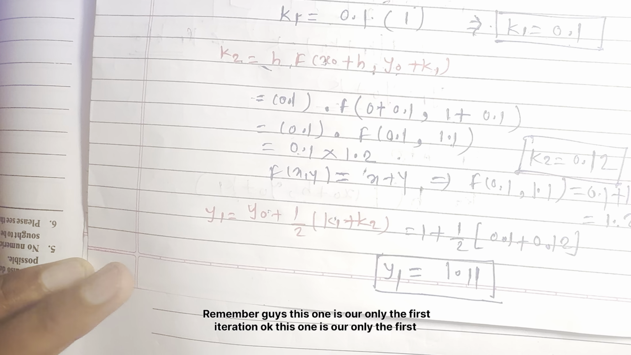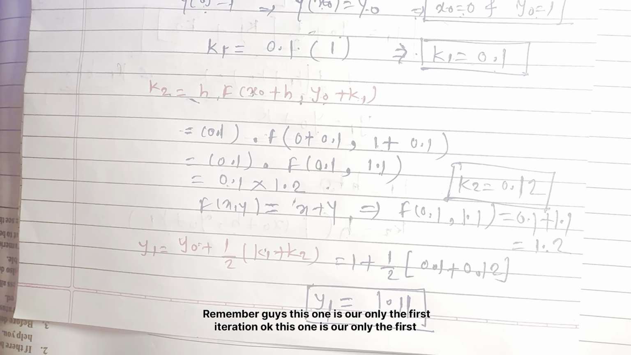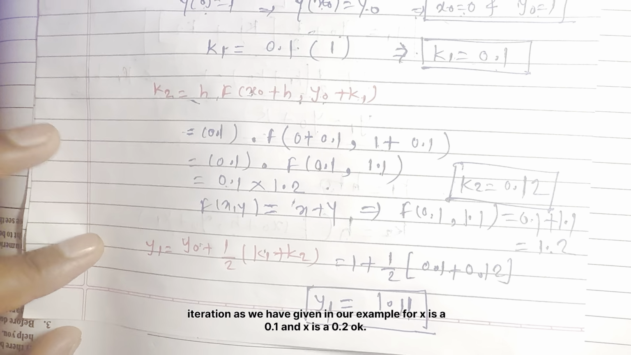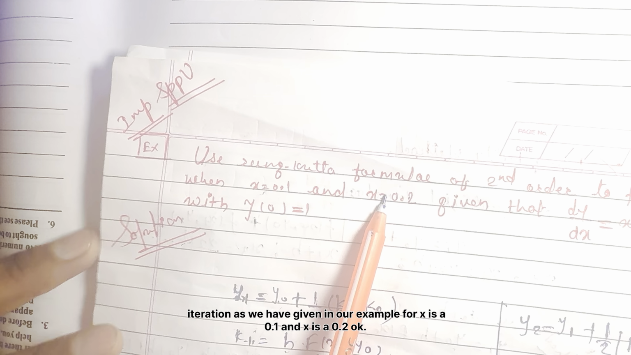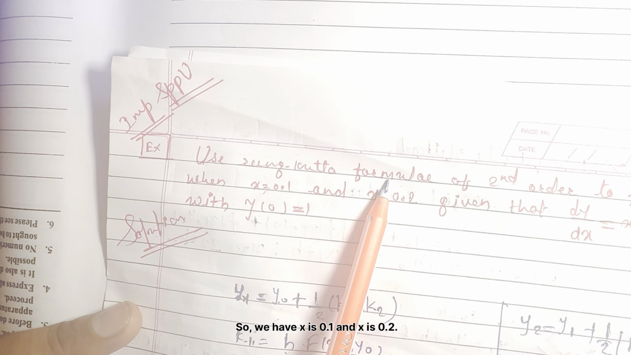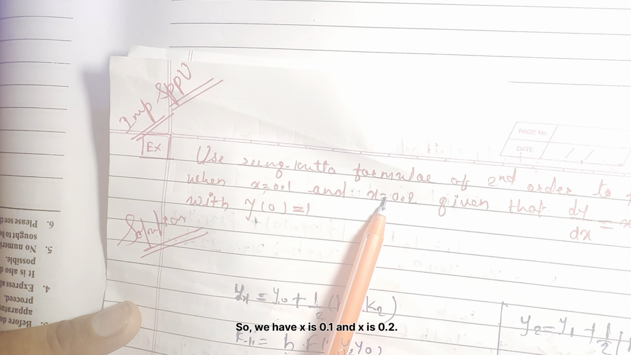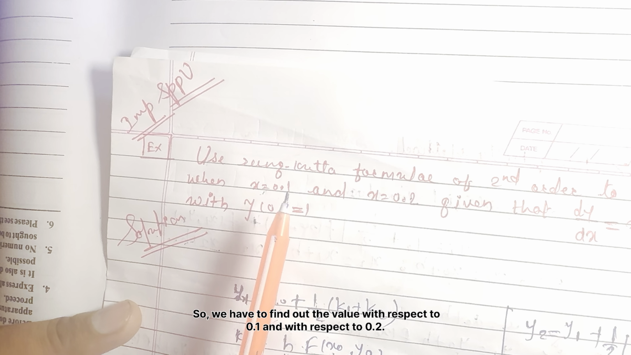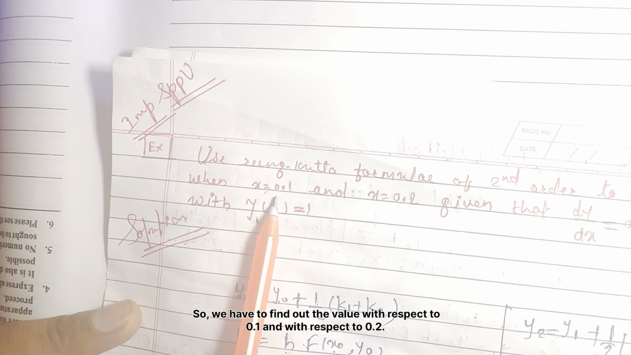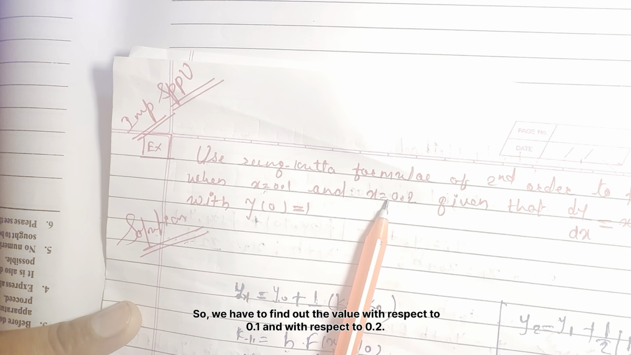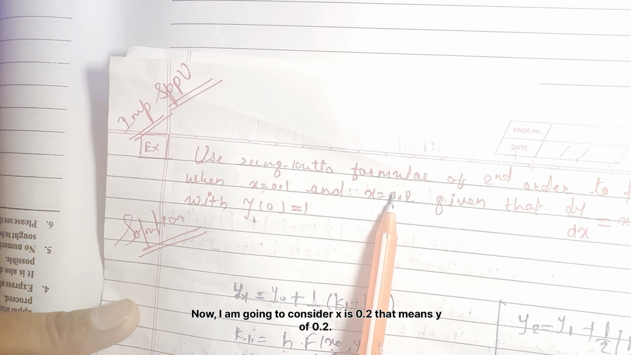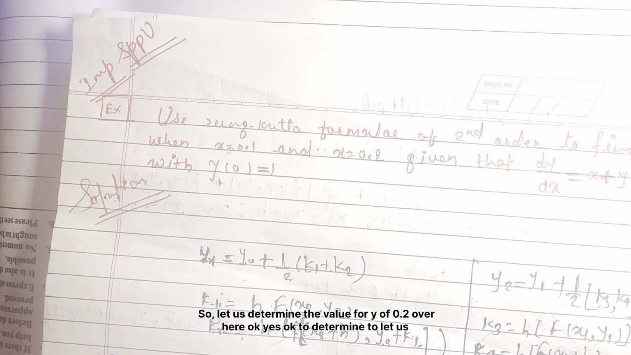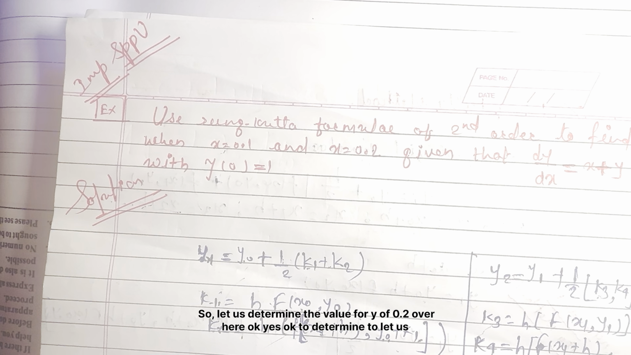Remember guys, this is only the first iteration, as we have given in our example, for x as 0.1 and x as 0.2. So we have to find the value with respect to 0.1 and with respect to 0.2. I got the value with respect to 0.1. Now I'm going to consider x as 0.2, that means y of 0.2. Let's determine the value for y of 0.2.